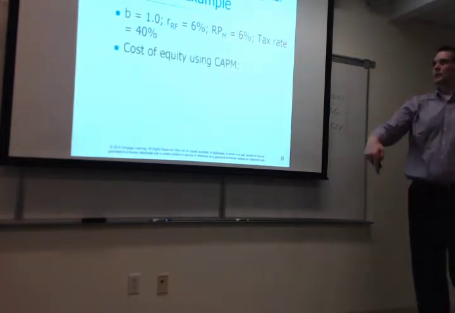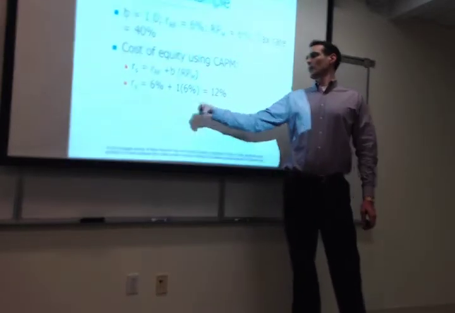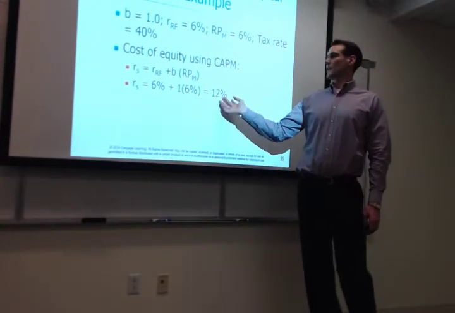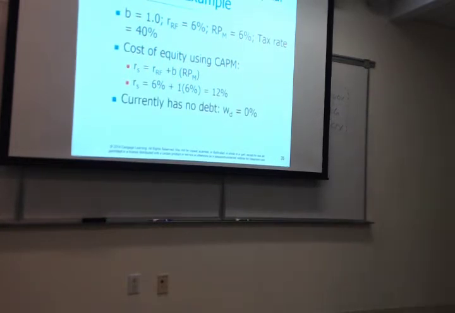We can take this information and we can calculate the cost of equity using our capital asset pricing model. CAPM is the return required on the stock, is the risk-free rate, plus beta times the risk premium for the market. In this particular example, we know the risk-free rate is 6%, beta is 1, market risk premium is 6%, the required return for stock is 12%. Currently, suppose we have no debt. We're going to think about whether or not we should encourage this company to take on debt. So the weighted average cost of capital is just the cost of equity at 12%.